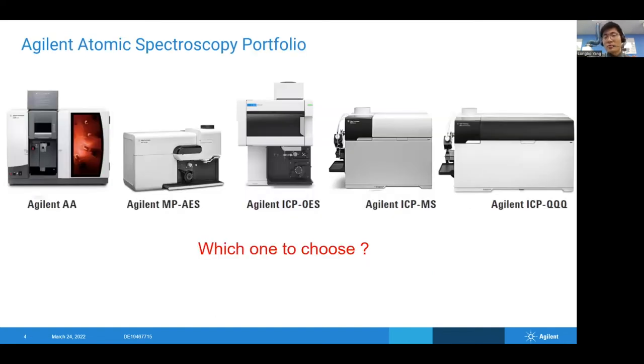Agilent offers an array of atomic spectroscopy instrumentation for elemental testing, from the tried and true AA technology to the innovative MP-AES, to the workhorse ICP OES, and then the high-end ICP-MS and ICP-QQQ-MS. All of these are very capable instruments in their own regard. So the question becomes, which one to choose for the applications we're talking about today?